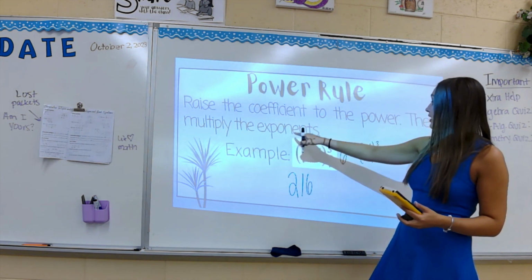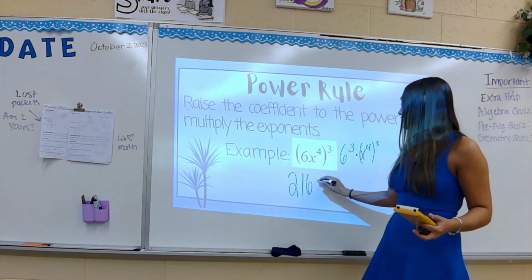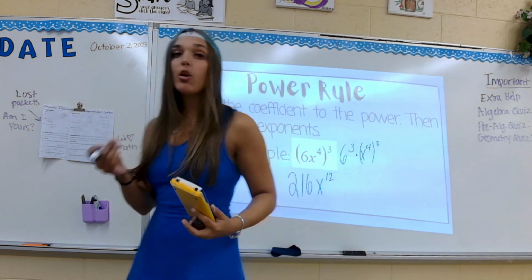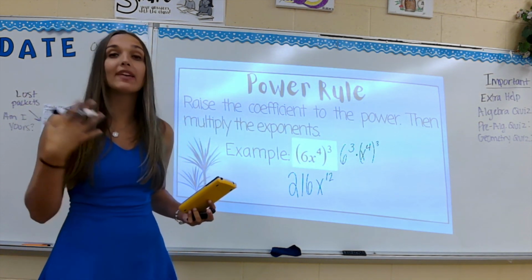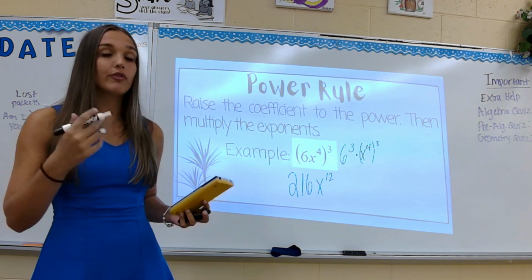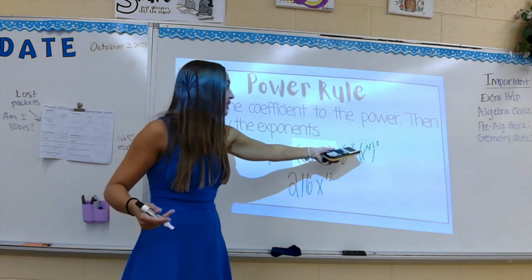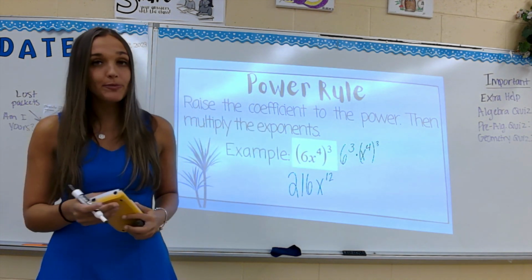Then it's telling us to multiply the exponents. So I have 4 times 3, which gives me x to the 12. So when I say raise the coefficient to the power, it's telling us how many times to multiply that coefficient by itself. So for 6, we did 6 times 6 times 6 because it said 3 times. And then we multiplied the exponents.